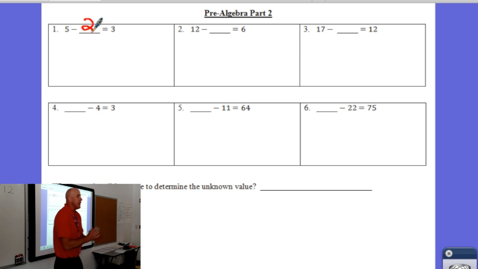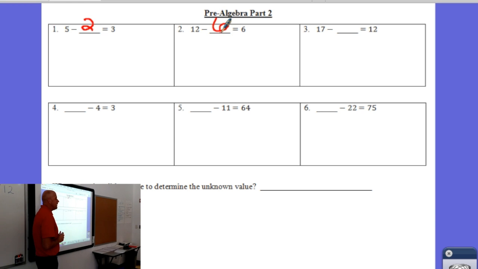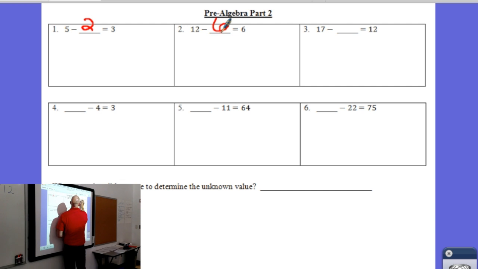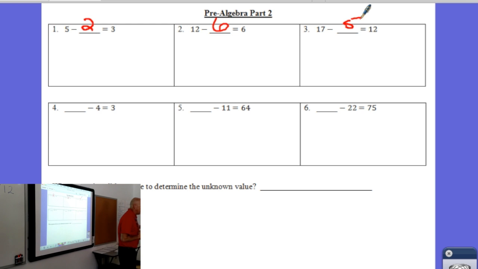12 minus some number equals 6. Right, 6. And then number 3. 17 minus some number equals 12. 5. Now, the reason why I made it easy is I want you to get in the habit of thinking of the unknown. Because that's what Algebra 1 is, the unknown. Now, let's get to the practice of what we're going to be doing today.